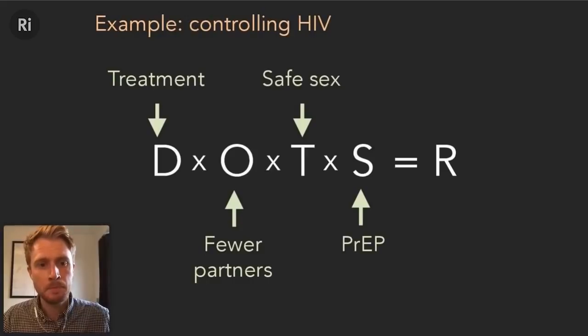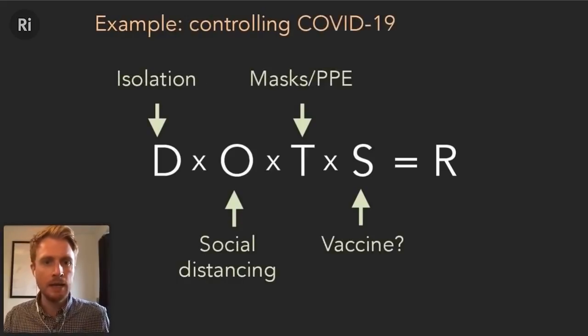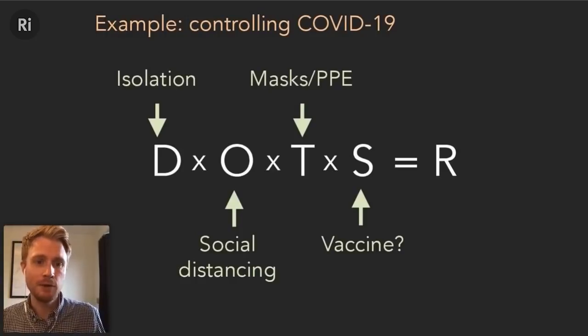So let's look at something like COVID. Similarly, with COVID, you can think of targeting each of these different elements. If someone is ill, we don't have a treatment at the moment that would reduce the duration of infectiousness early on. But if someone is isolated very quickly, then that has the effect of essentially reducing their duration of infectiousness. Social distancing reduces the opportunities for interaction. Things like masks and PPE reduce the transmission probability. And hopefully, in the next year or two, we'll have a vaccine which will reduce susceptibility and mean that we don't have to get this reduction from these first three elements of the DOTS.